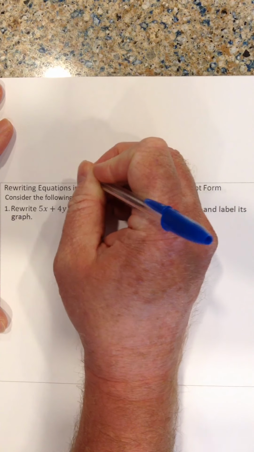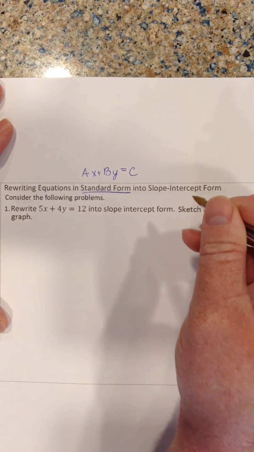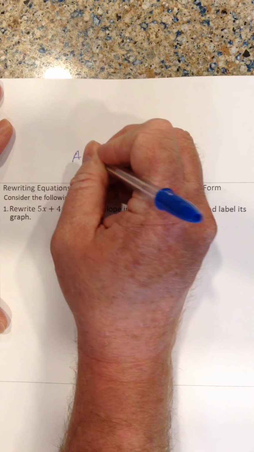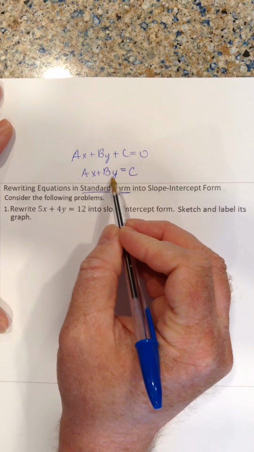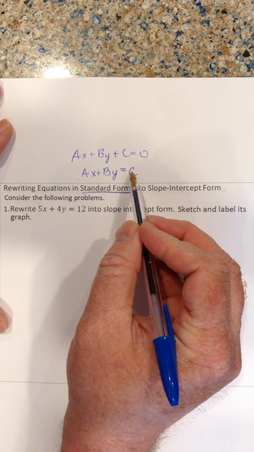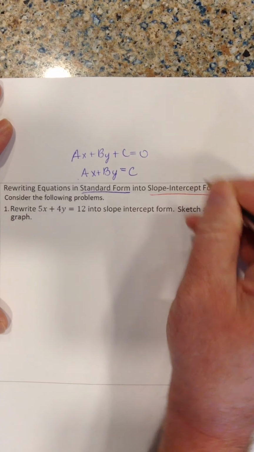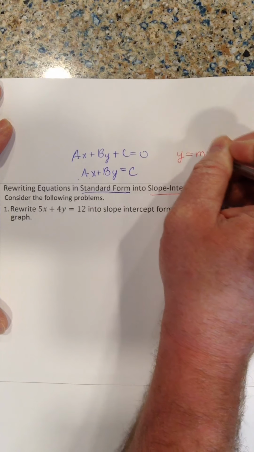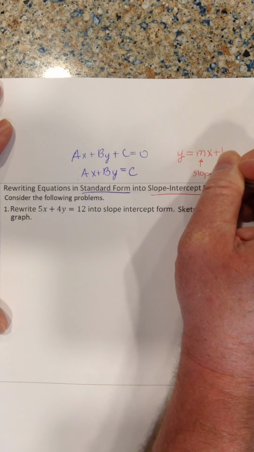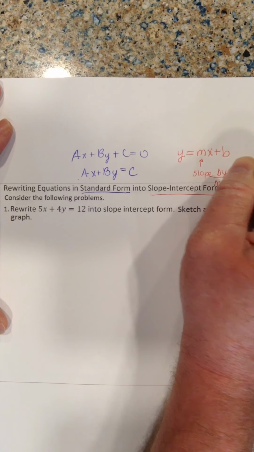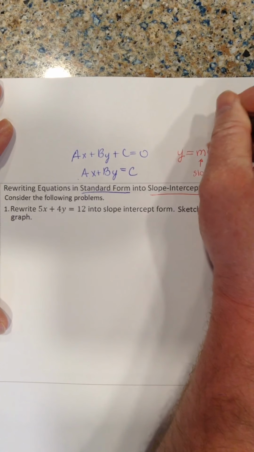Standard form is when you have an equation that looks like this, or it could look like this. When you have numbers in front of the x, numbers in front of the y, equal to 0 or a constant. And then we also have slope-intercept form, which is y equals mx plus b. Usually that's how you see it, where m is the slope, delta y over delta x, changing y over changing x, and b, 0 comma b, is the y-intercept, right?